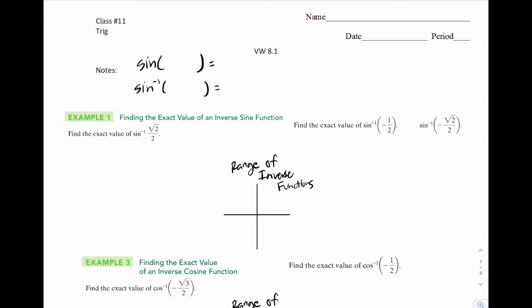Welcome to VW 8.1. Today we're going to be discussing inverse trig functions.